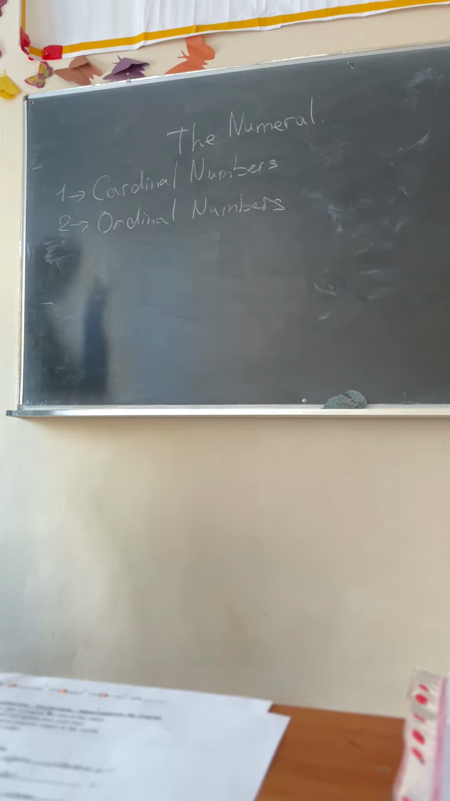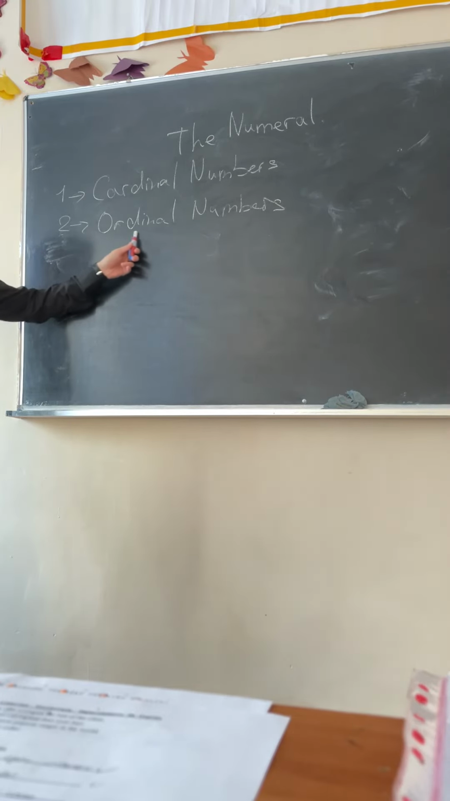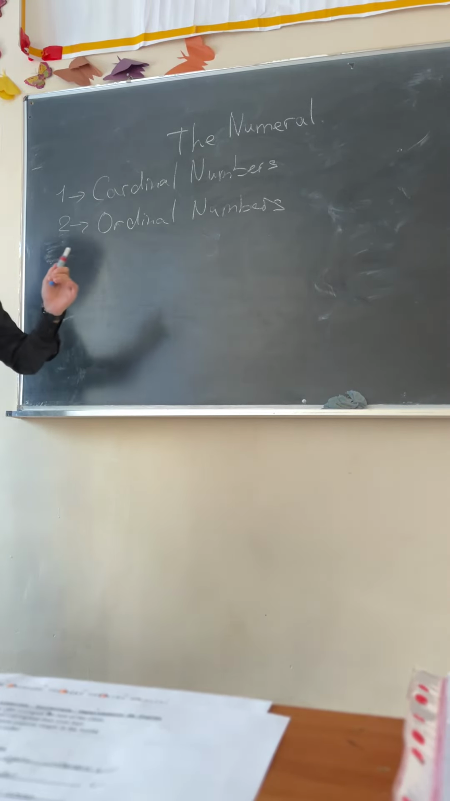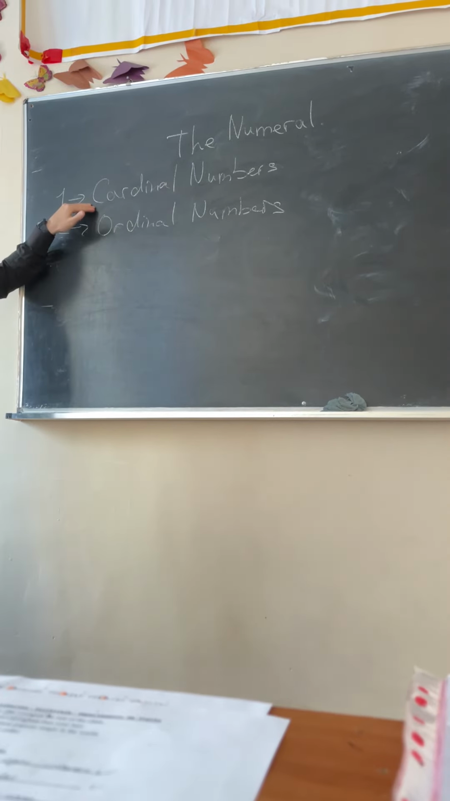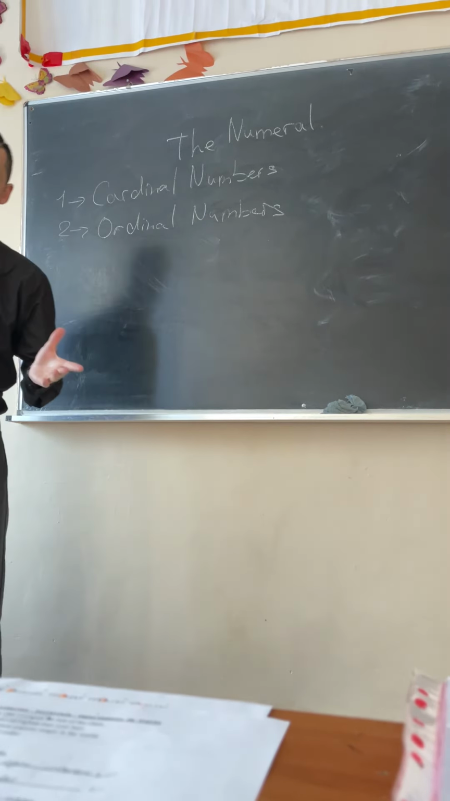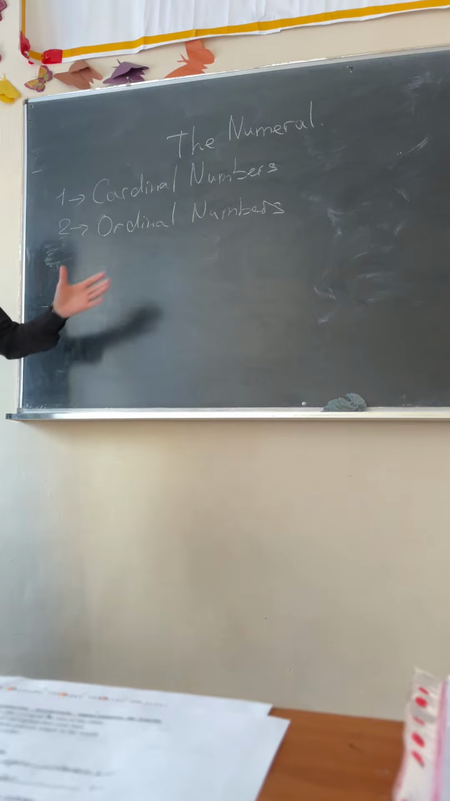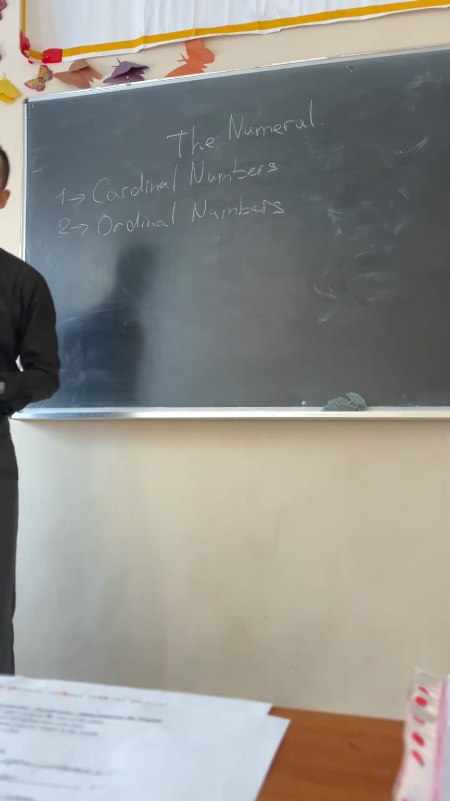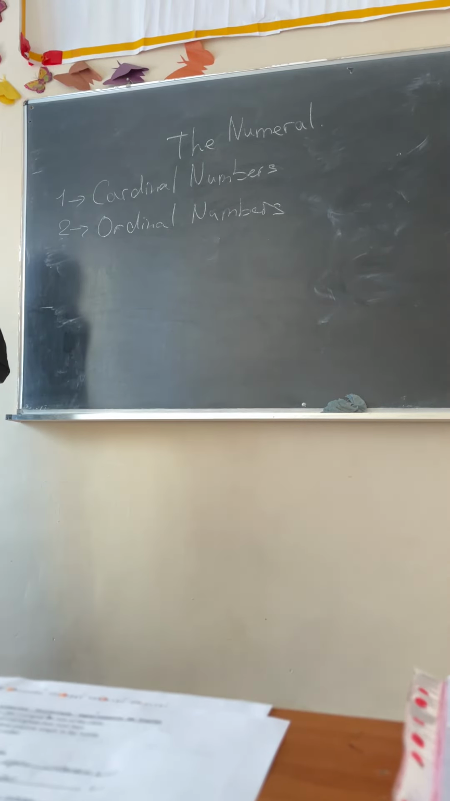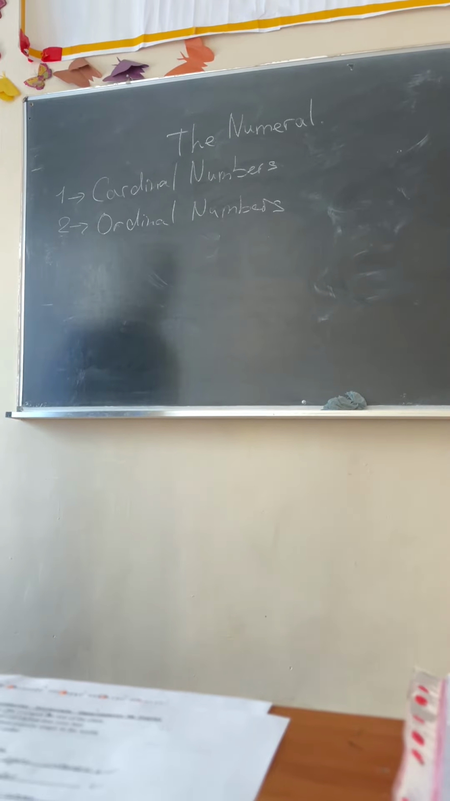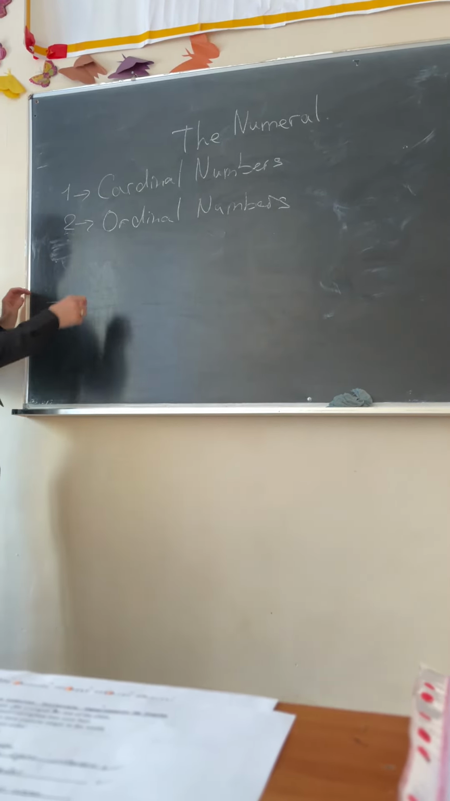Ordinal numbers show order. First, second. Cardinal numbers are just the numbers: 1, 5, 10, 20, 30. But what is an ordinal number? First, second, and so on, yes?